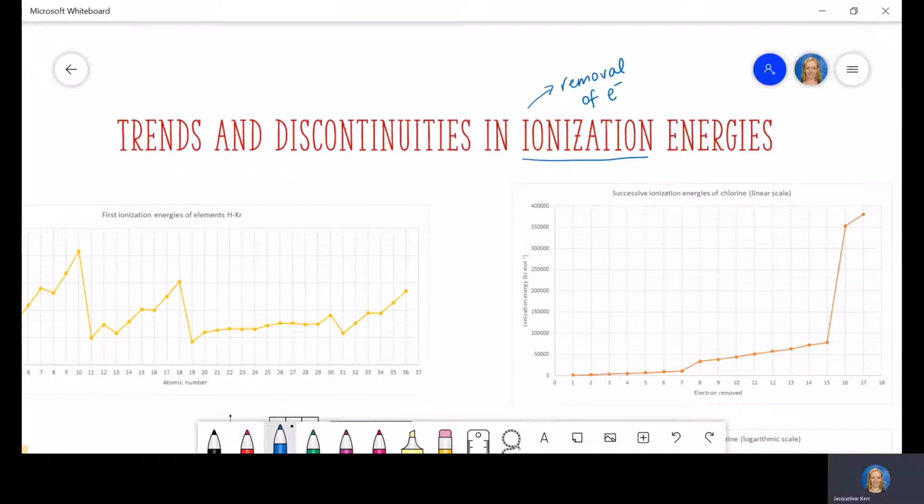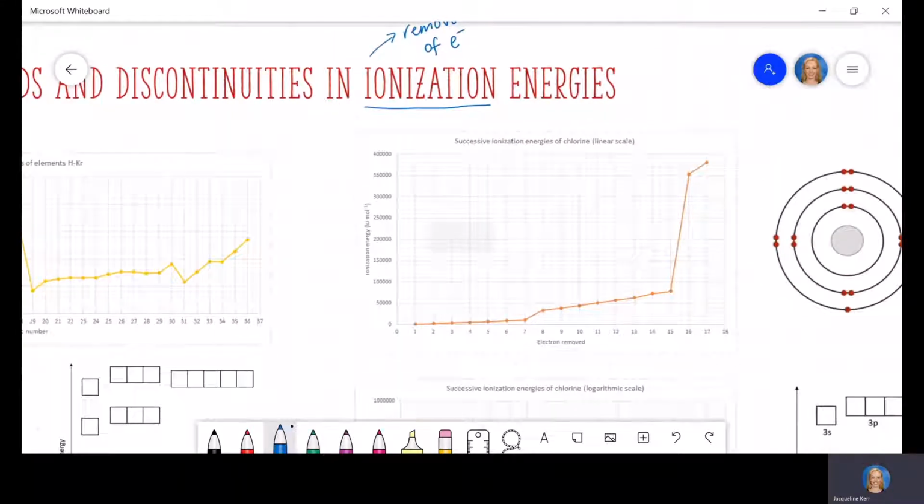And when we talk about trends, we're looking for patterns, discontinuities, any little anomalies or blips in our graphs. So we can look at different elements to compare them, or we can look at a single element and keep removing electrons one at a time and look at what patterns we get. So let's start with that one. Let's go over here for a minute.